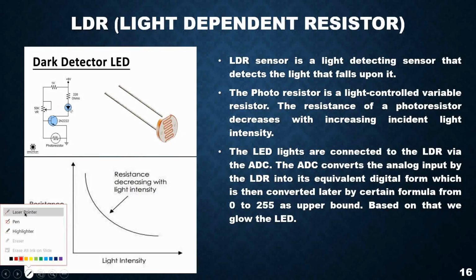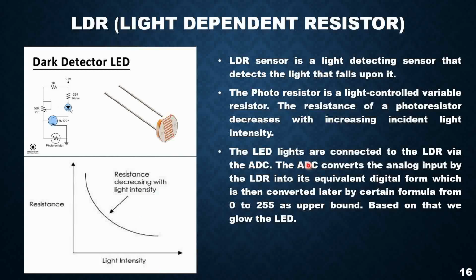Now let us see something about the LDR, light dependent resistor, which can be used as a sensor that detects the light that falls on it. It is also known as a photoresistor or dark detector. The resistance of a photoresistor decreases with increasing incident light intensity. The same is shown in the graph here. This graph shows the gradual decrease in resistance with increase in light intensity.